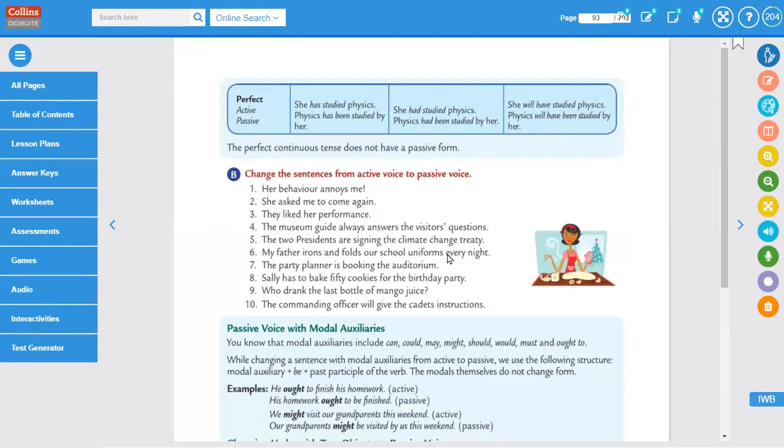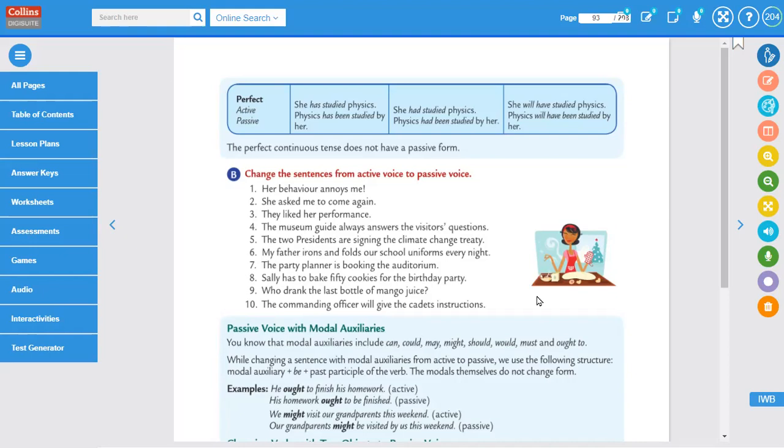Ma'am, can I tell this now? Yes. Ma'am, I think our school uniforms are ironed and folded by my father every night. Okay. Ma'am, I also think that our school uniforms are ironed and folded every night by my father. Yes. It's not iron and fold. Ma'am, here irons and folds is the verb. Yes. So here it would be our school uniforms are ironed and folded every night by my father.